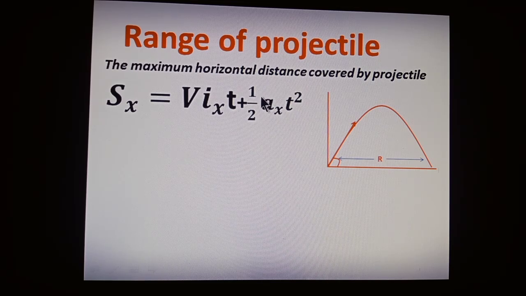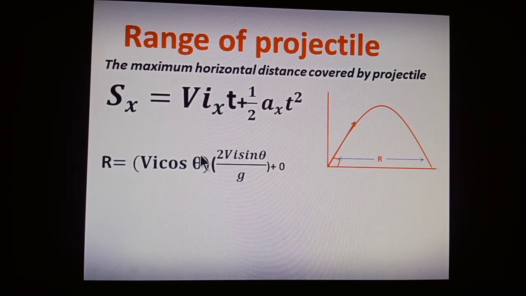Since there is no acceleration along horizontal, putting ax equals 0, this second term will become 0, and in the first term we will insert the value of vix and time of flight. So putting vi cos theta into 2 vi sin theta over g, the value of time of flight, and this term, I told you, will become 0.